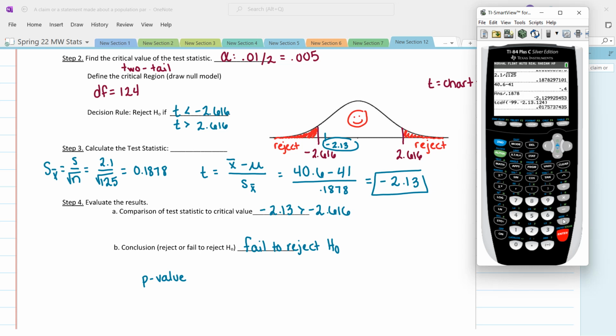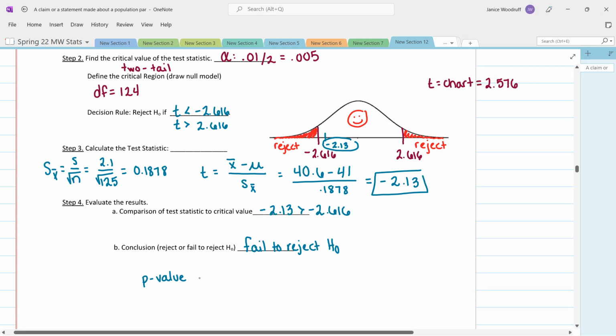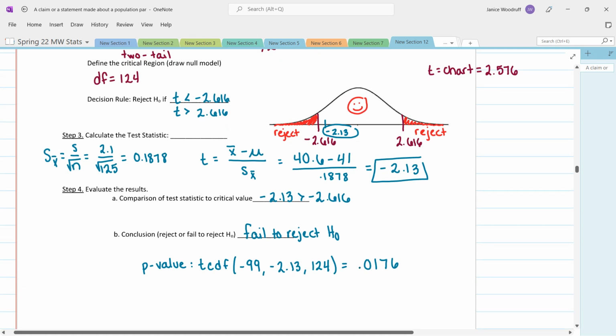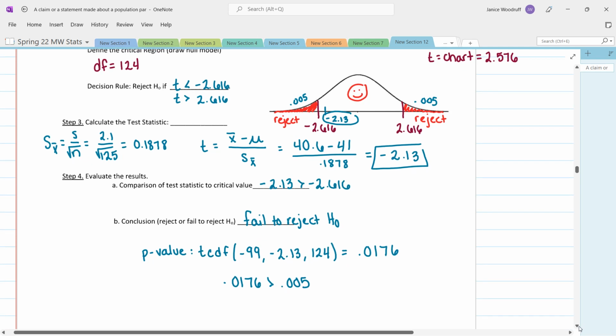And that is going to give you a p-value of 0.0176. Okay, so it's t CDF. And then it's negative 99 for lower value, negative 2.13 for upper, and then you're going to put degrees of freedom there. And then that's 0.0176. That's going to be greater than the significance level, which on this side is 0.005 and on this side is 0.005. So 0.0176 is greater than 0.005. It's also greater than the 0.01. Okay, it's fail to reject.